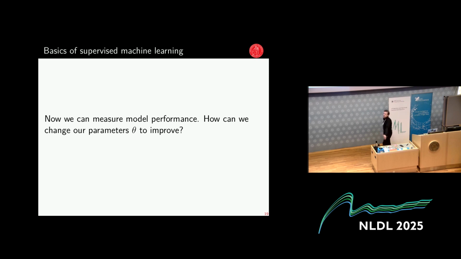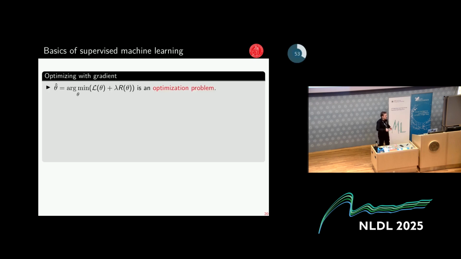Okay, now we can measure the model performance, right? But the question still remains: we have a model which is randomly initialized with some random numbers as its parameters. How can we actually change these parameters for the model to improve? We cannot do it by hand, right? For this, we're using so-called optimization with the gradient, right? So this is an optimization problem. We have a set of parameters, and we want to find what values of these parameters lead to the lowest loss, right?